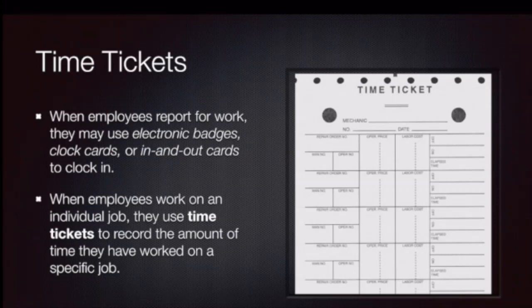When employees report for work, they may use electronic badges, clock cards, or in and out cards to clock in. But when employees work on an individual job, they use time tickets to record the amount of time they have worked on a specific job.